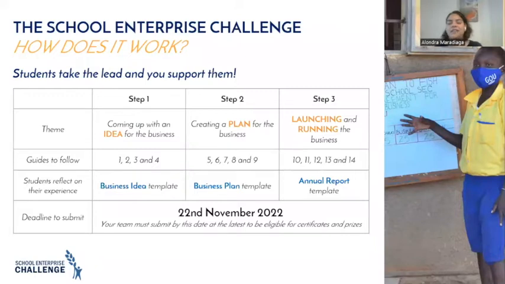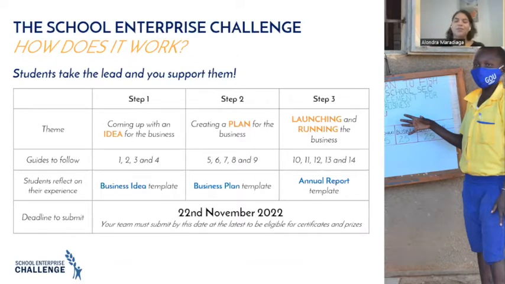Each step has some guides that you should follow. They will help you to set up your classes. Then at the end of each step, the students will reflect on their experience and complete a document for that step. For the business idea, they will complete a business idea template. In step 2, they will complete a business plan. And in step 3, they will do the annual report. All the templates are on the online platform.